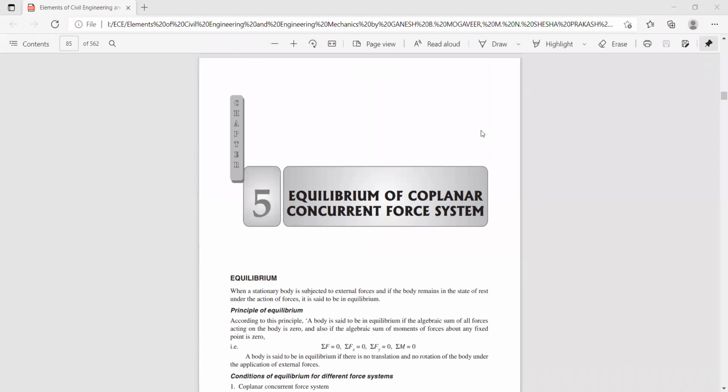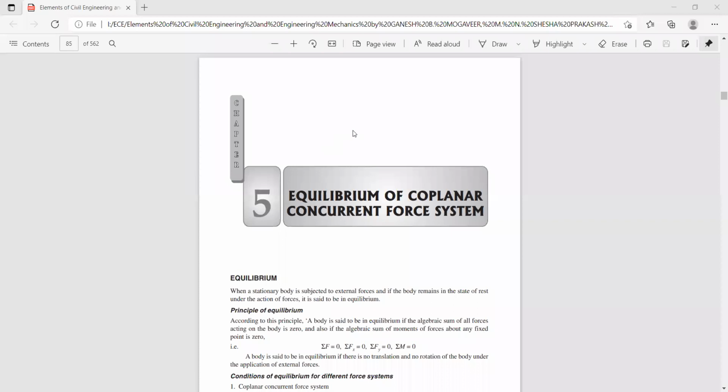Now, next chapter is under the force system, equilibrium of coplanar concurrent force system. So now let us first understand what we mean by the word equilibrium. Equilibrium is when the body is under equilibrium condition, whether the system of forces may be concurrent, parallel, or non-concurrent, the body is subjected to any kind of force system, but it is under equilibrium condition.